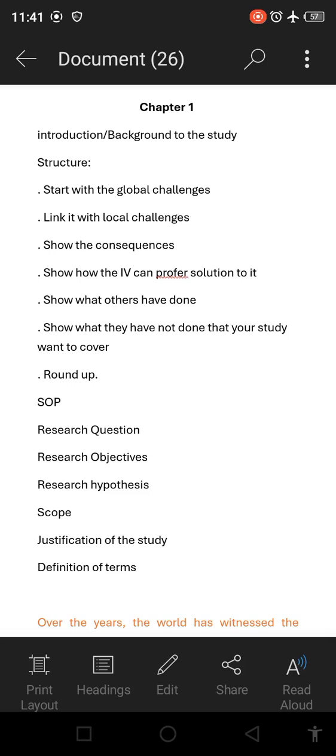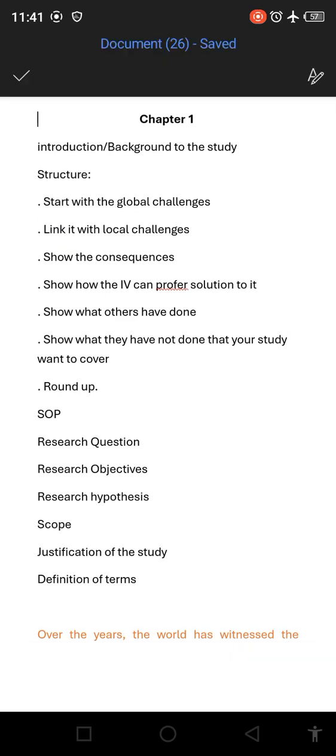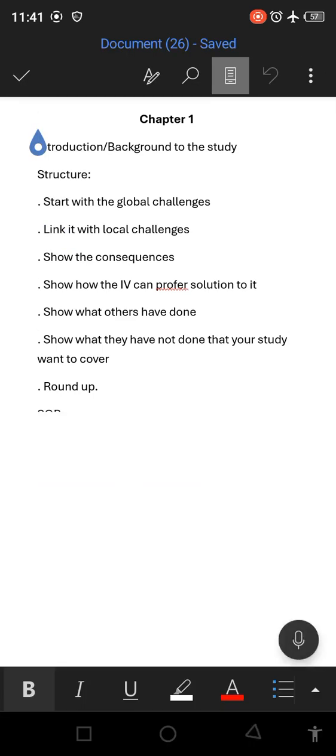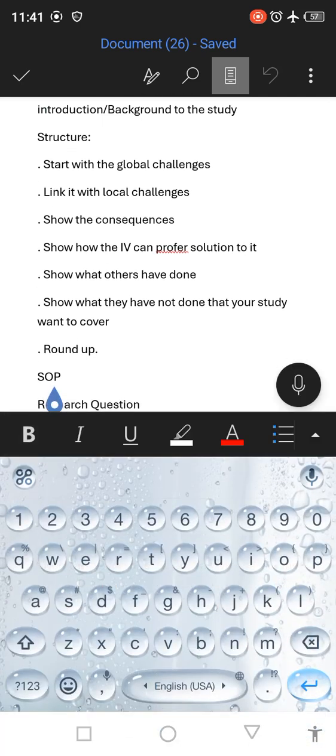Now, if you want to write your background to the study or introduction, there are things you need to take note of. And these are the things that we have here. Okay, before I continue, let me make some kind of adjustment here.